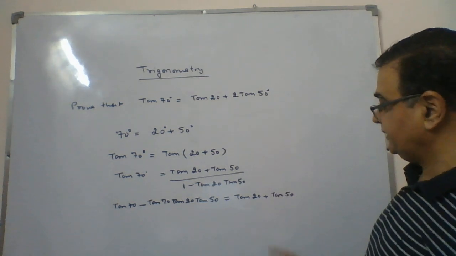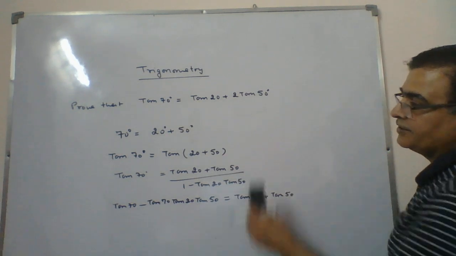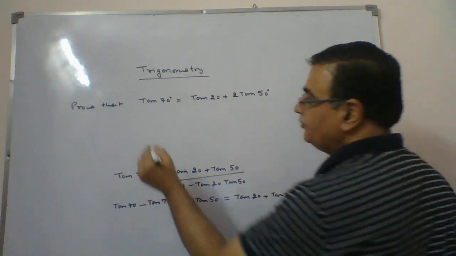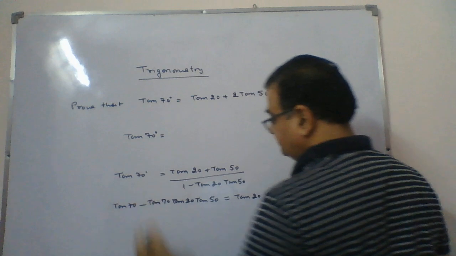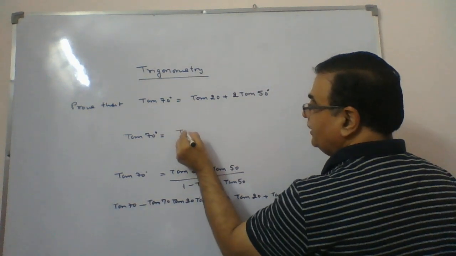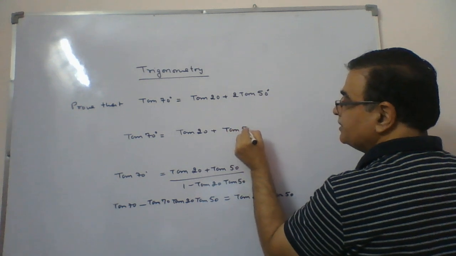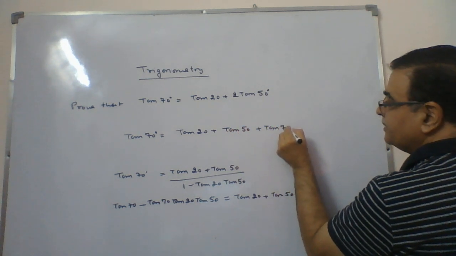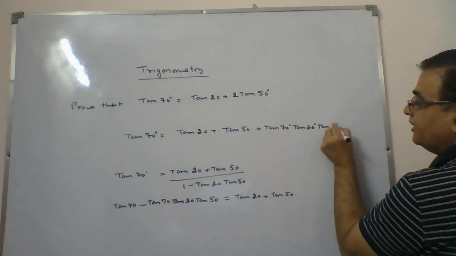Then we want tan 70 as one term, which is here, and the other terms I'll shift to the other side, because we want the terms on the other side. So on one side we'll say tan 70 equal to tan 20 plus tan 50 plus tan 70 tan 20 tan 50.